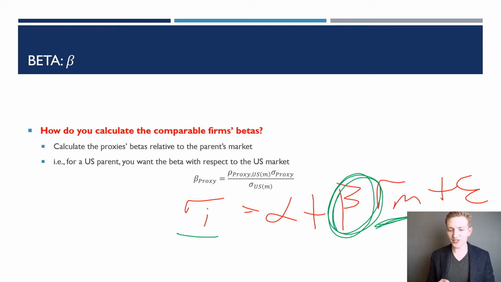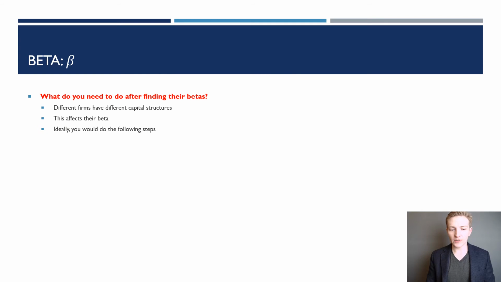All right, so that's our first step. You get the beta. Now, in our next step, we need to do a few things. We need to get the capital structure for our comparable firms. Then we need to delever our betas. And then we need to relever the beta using the capital structure of our subsidiary. Those are effectively the steps we need to go through.